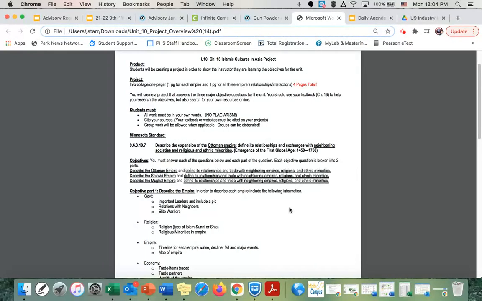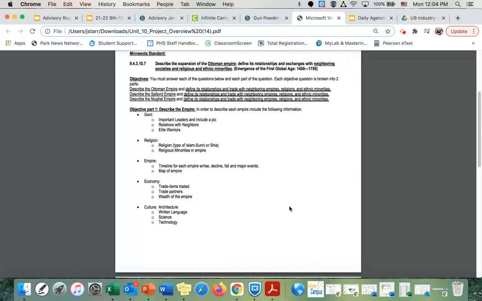If you look at the objectives, we are looking at 3 objectives. Describe the Ottoman Empire and define its relationships and trade with neighboring empires, religions, and ethnic minorities. We have the exact same objective for the next 2 as well: describe the Safavids and describe the Mughals. You're going to do that through all 3 of them, and then define the relationships they had with each other. They are all neighbors. The Ottomans were to the west of the Safavids, and the Mughals are to the east of the Safavids, so they are all close neighbors to one another.